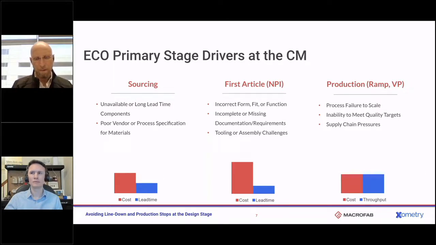And finally, in the NPI, the tooling and assembly, right? This is one of the biggest problems that we have at the contract manufacturer side: the tooling doesn't work, or the assemblies don't go together for various reasons, or they don't fit within spec. So all of a sudden we're having to change the product.